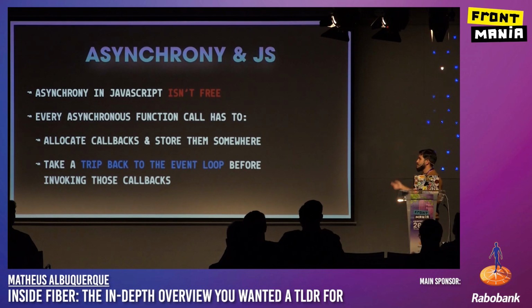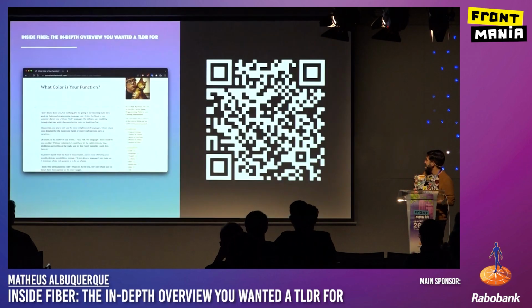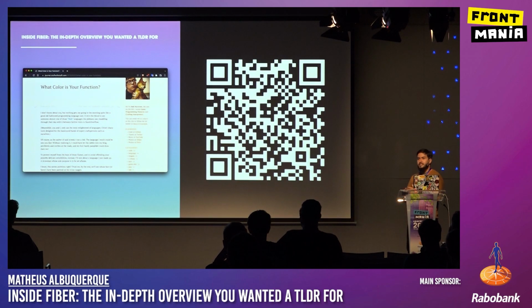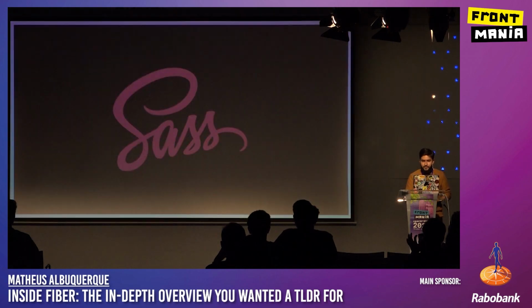And the other thing is that asynchronism in JavaScript isn't free, it's got a cost. Every call we do, we have to allocate callbacks and store them somewhere, and we also have to take a trip back to the event loop to process that. And actually, there's a really good post from a couple of years ago called "What Color is Your Function?" and it's basically addressing this thing of you having to update more and more of your code.